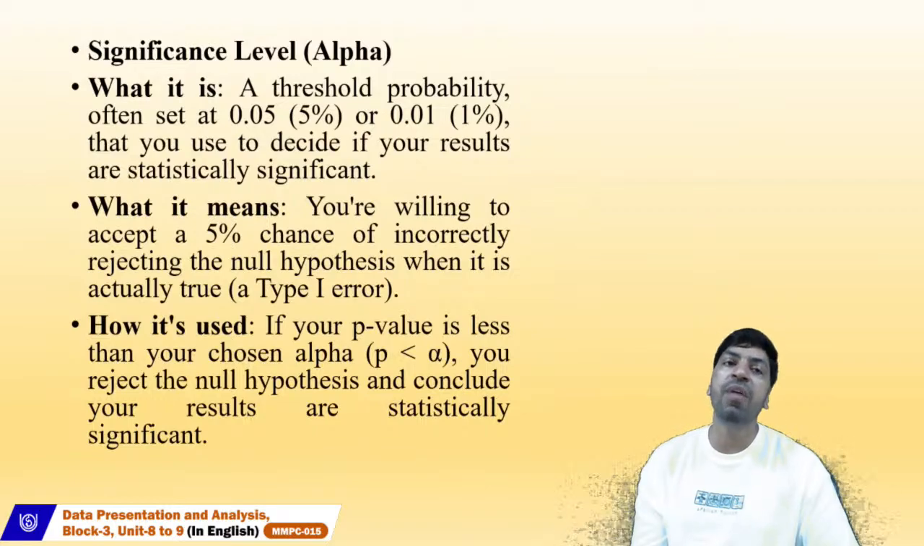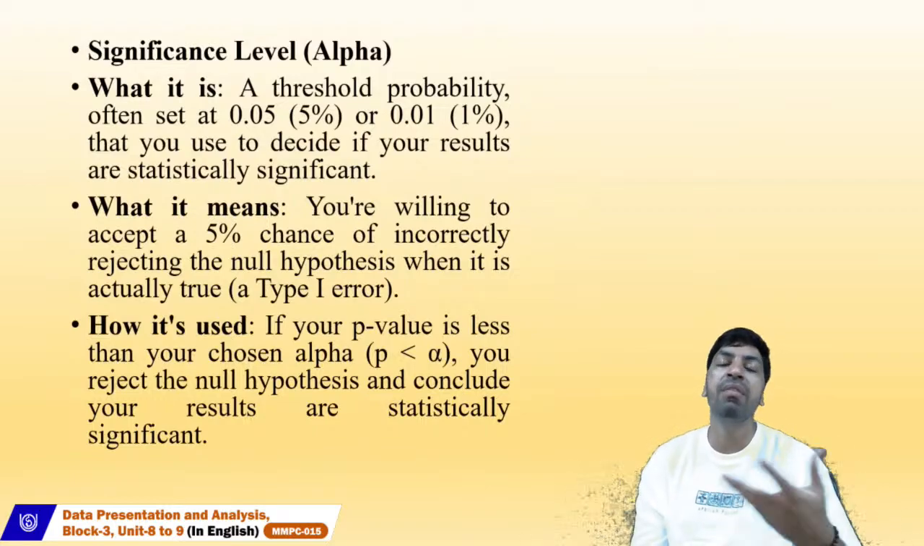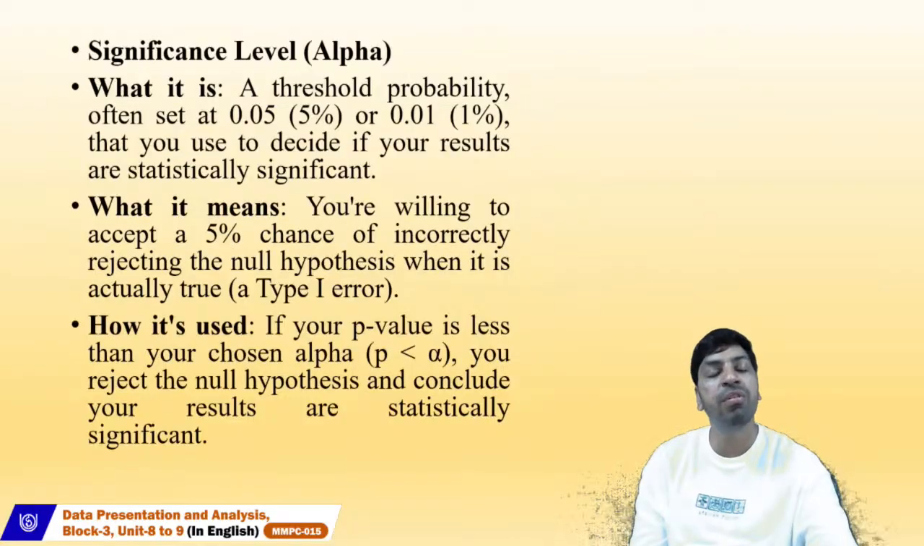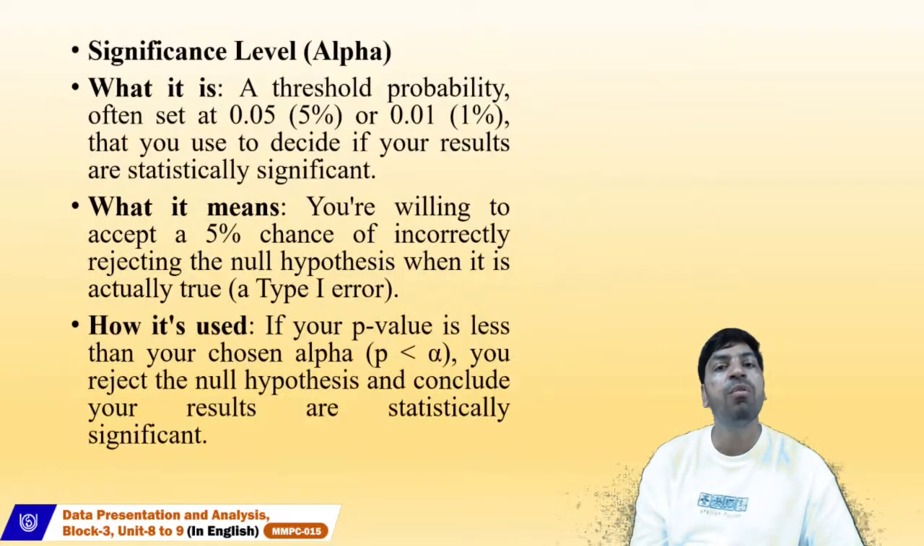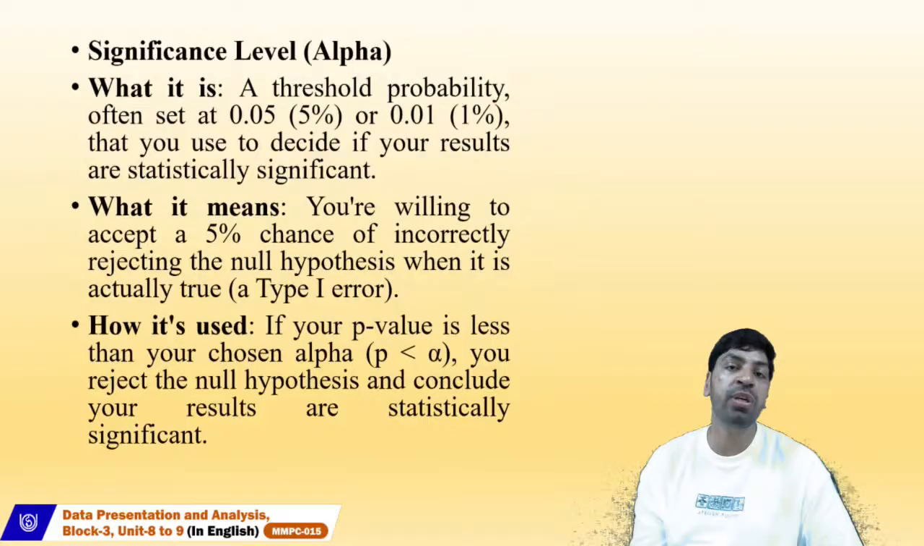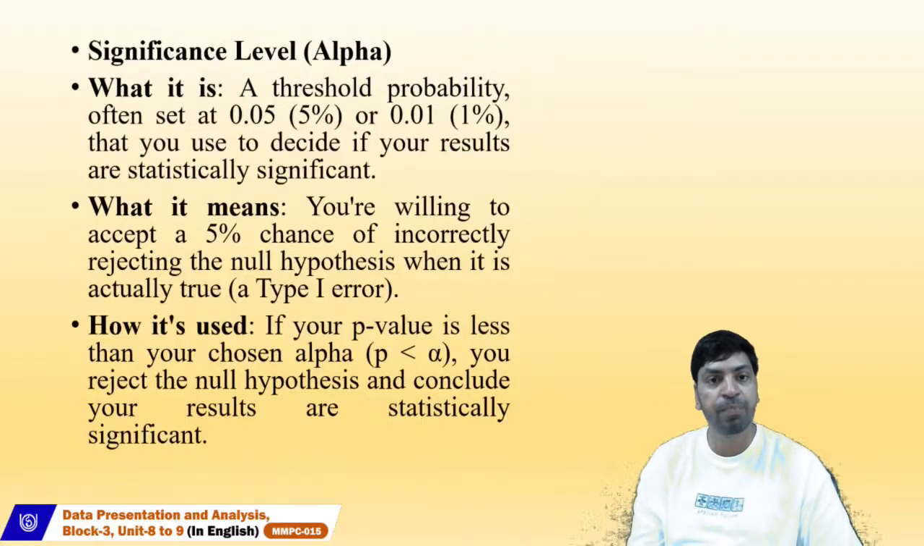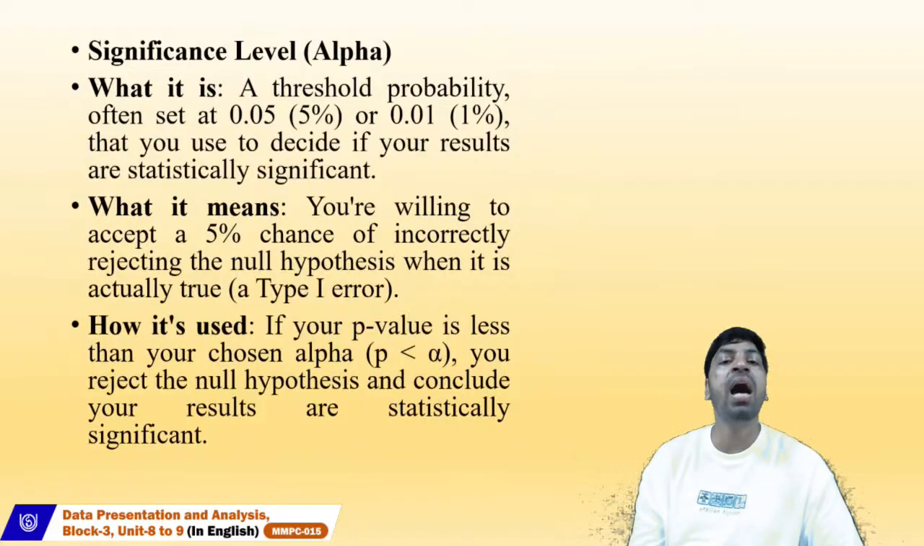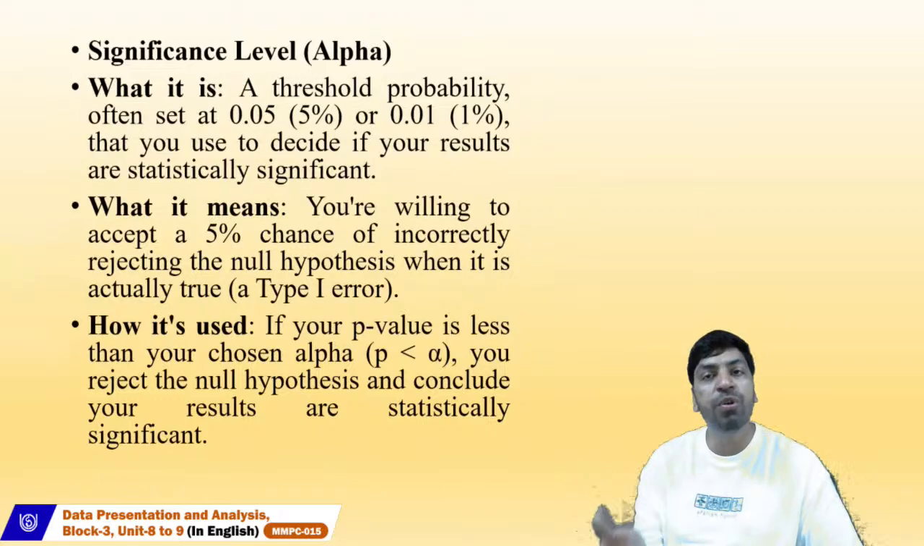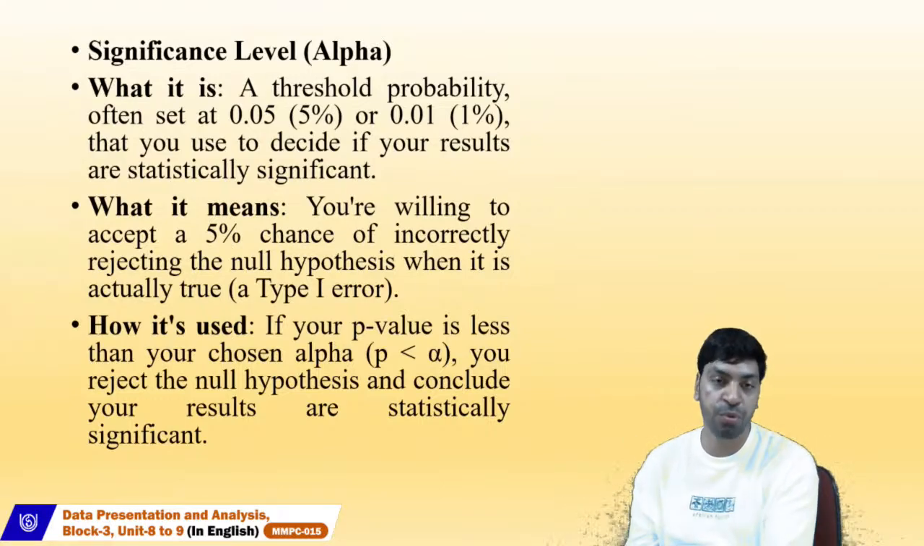Next is the significance value, called the alpha value. The alpha value could be 0.05 or 0.01 as well. It is mainly used to decide whether your results are statistically significant or not. What does it mean? If you accept a 5% chance of error, it means you are rejecting the null hypothesis even though the null hypothesis is true.